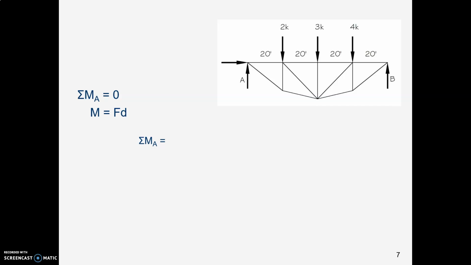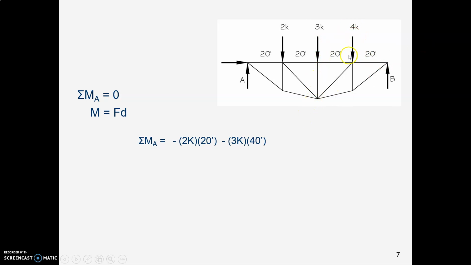What's the first one we come to? We've got 2,000 pounds times a distance of 20 feet, and that's a negative moment because it's clockwise. Then we come to the 3,000 pounds. What is the distance there? It's not 20. What is the distance from point A? It's 40 feet from point A to this force, and that's a negative moment.